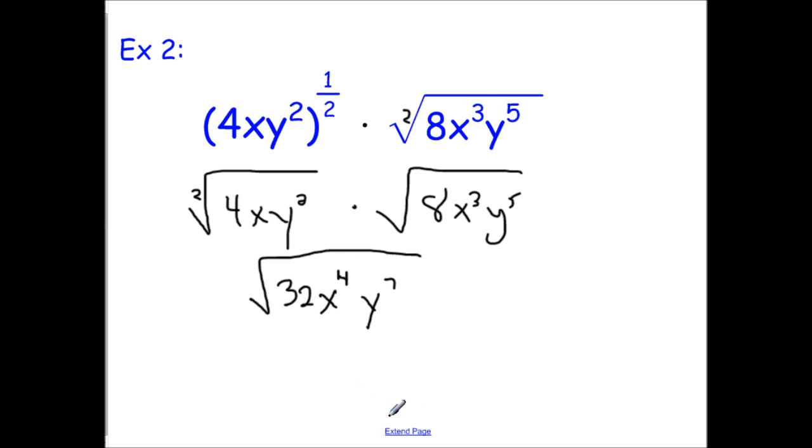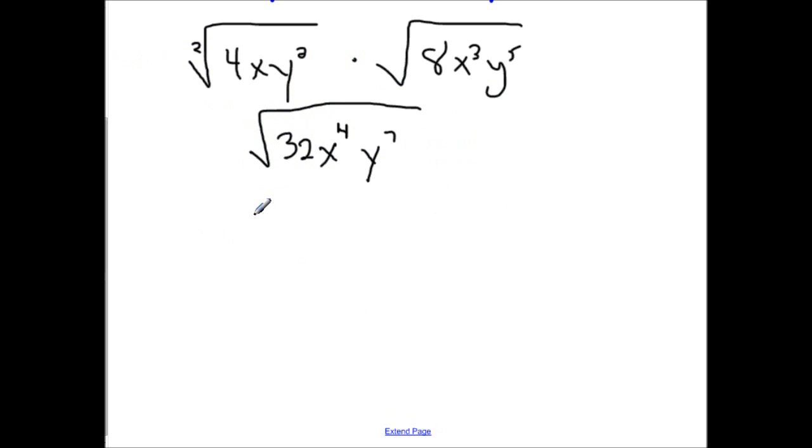So 32, I'm actually going to break this up into the square root of 16 times the square root of 2. And then we'll write all the other stuff in there. We'll put x to the 4th. And then I want numbers that are divisible by 2 for our power. So I'm going to go y to the 6th and y to the 1st.